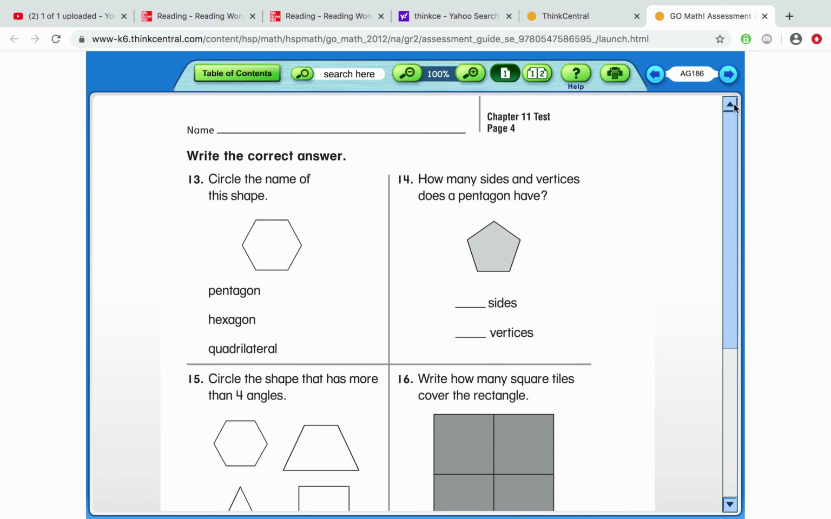All right, number 13. Circle the name of this shape. Is it a pentagon, a hexagon, or a quadrilateral? Remember, friends, penta means 5, hex means 6, and quad means 4.